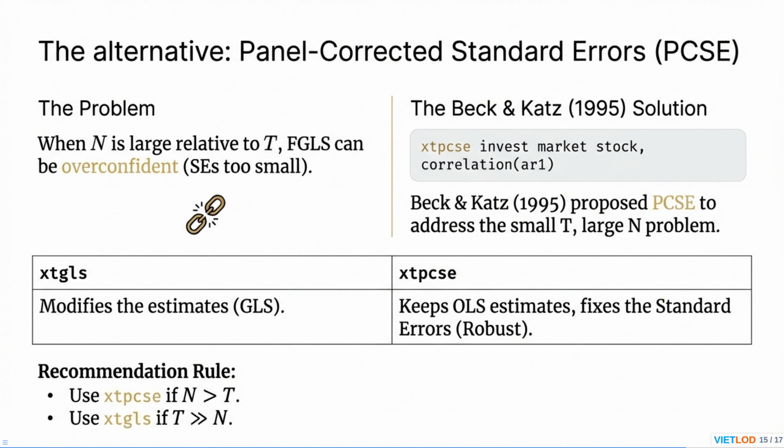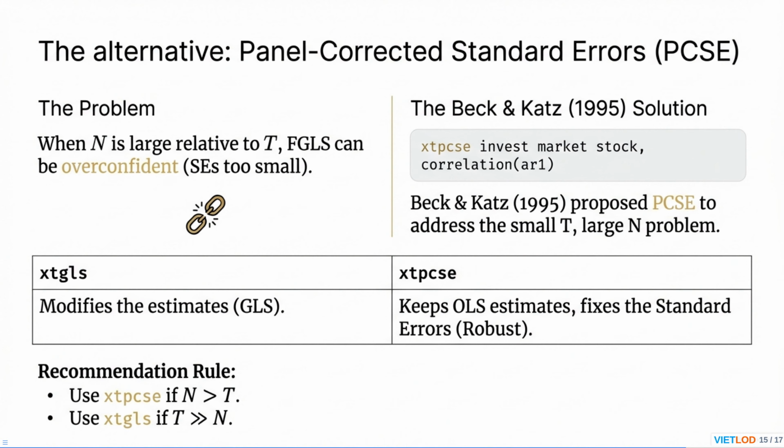The problem we've noted is that when the number of units, N, is large relative to the number of time periods, T, feasible generalized least squares, or FGLS, can become overconfident. This means it might produce standard errors that are too small, leading to incorrect inferences about the significance of our variables. To address this small T, large N challenge, Beck and Katz in 1995 proposed the use of panel-corrected standard errors, or PCSE. In Stata, this method is implemented via the xtpcse command, as shown with an example of estimating investment with market and stock, allowing for AR1 correlation.